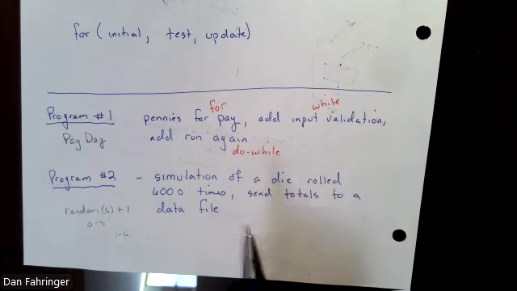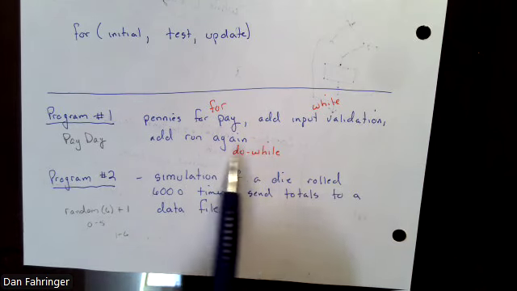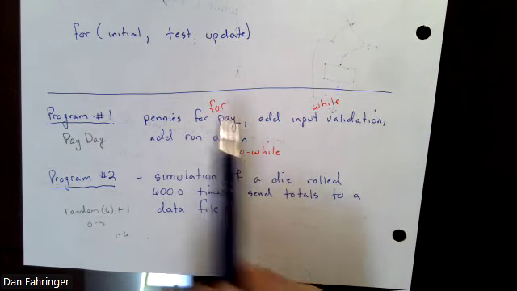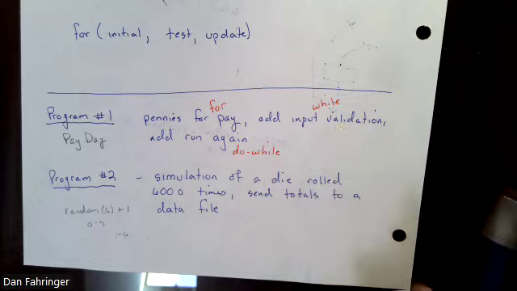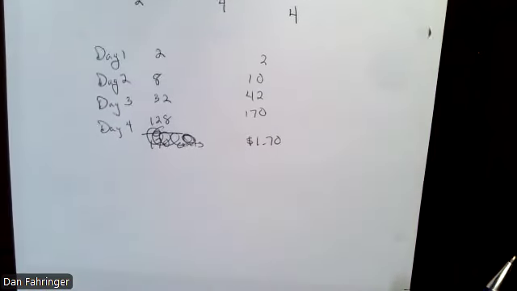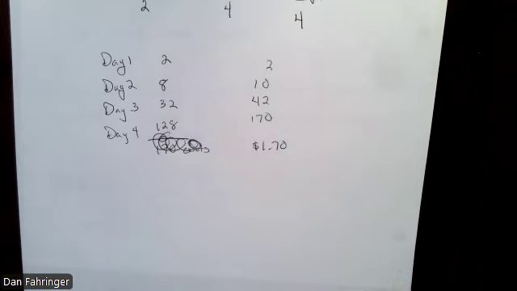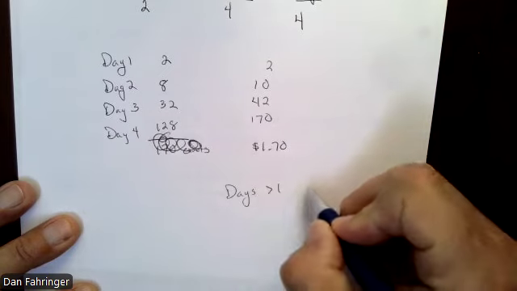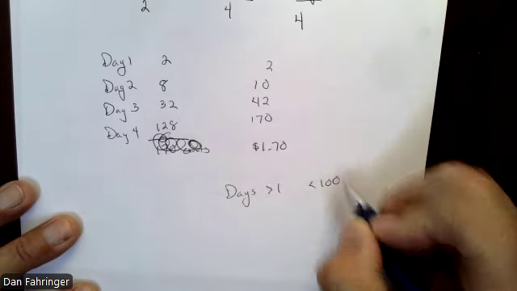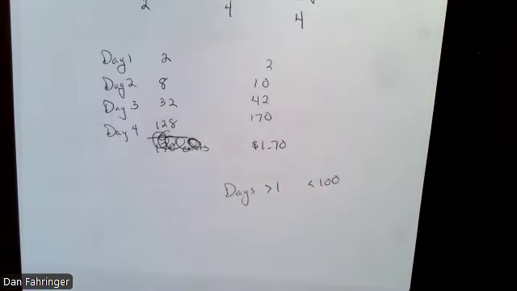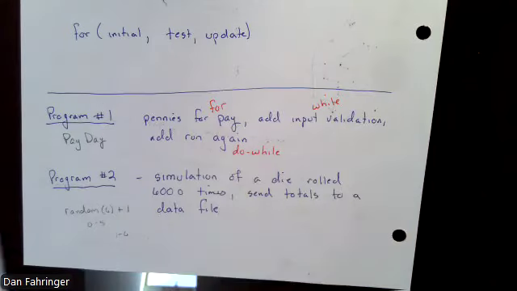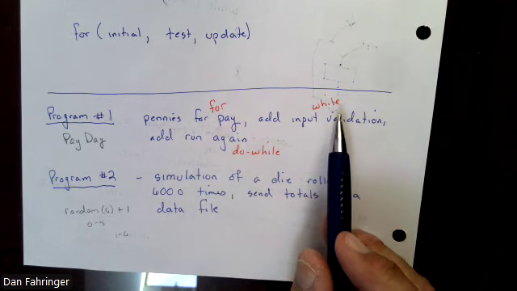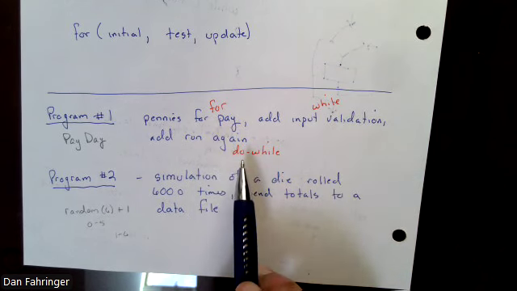So working with C++, I want you to write this program. Again, get this part working first, then get this part working. Let's make sure that days is greater than 1 and less than 100. Add that part for input validation. Again, this is a for loop. This is going to be a while loop. Add the run again option.